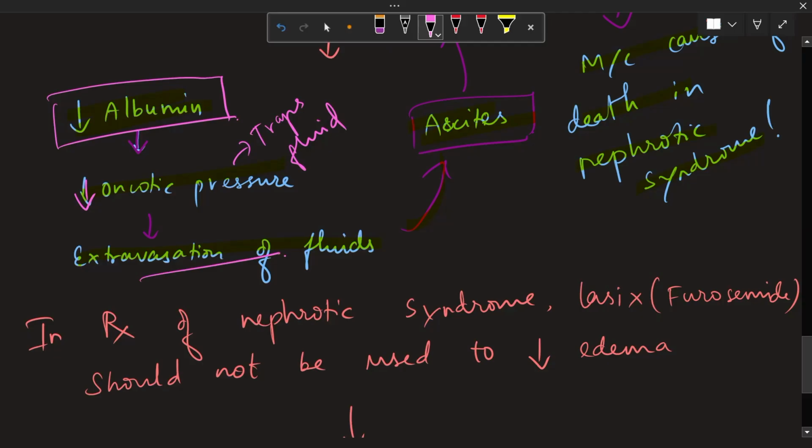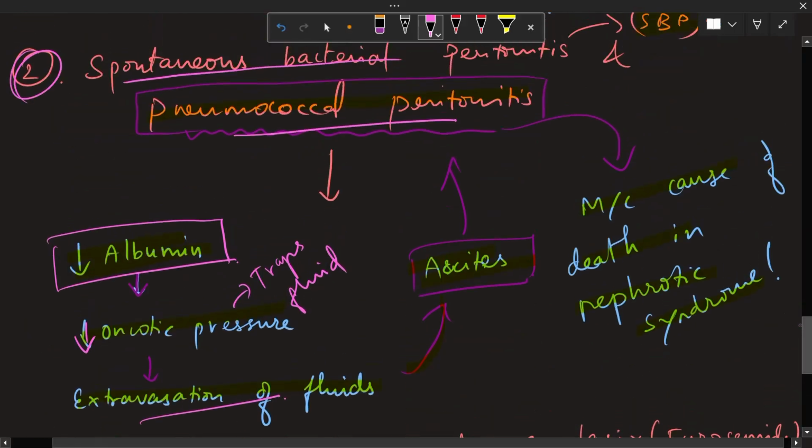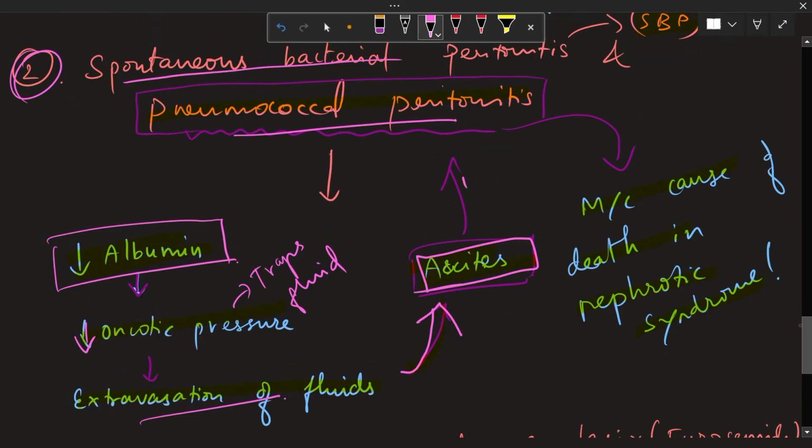So there will be extravasation of fluids. The fluids from the intravascular volume will escape to the extravascular volume. So the extravascular volume will get increased, and that will manifest as ascites. When there is ascites for a longer time, it will get infected. So it may lead to spontaneous bacterial peritonitis or pneumococcal peritonitis.